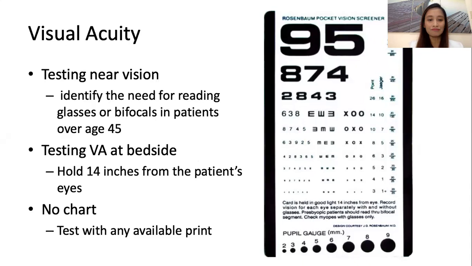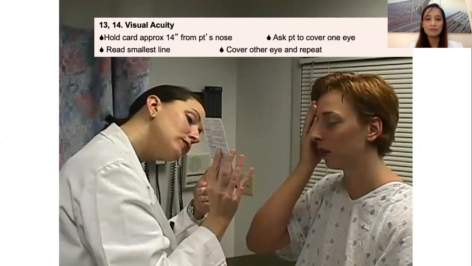And if you don't have a Snellen or a Jaeger chart, you just get a book or a newspaper, and you ask the patient to read for you, okay? So that's a crude way of checking for visual acuity. So this is checking using your Jaeger chart. Again, 14 inches from the patient's nose, check each eye individually. Ideally, you use an occluder, not the hands. Maybe a card or a paper.